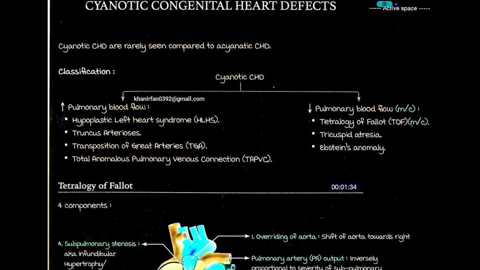So most common is what? Decreased pulmonary blood flow cyanotic heart diseases, in which you have your tetralogy of Fallot, which is most common. Tricuspid atresia. You have your tricuspid atresia and Ebstein anomaly.